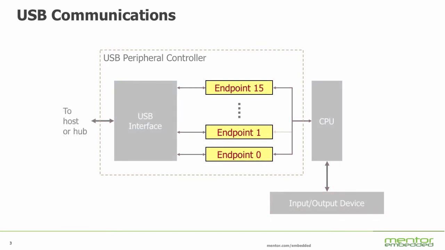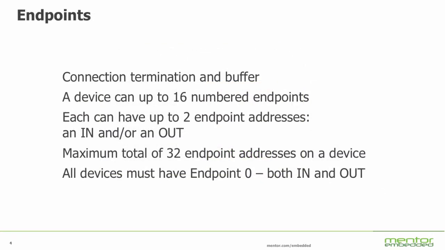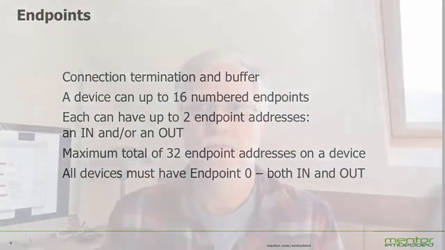Now, endpoints are, as I said, basically a buffer. They're a termination connector, and the device can have up to 16 endpoints. Each endpoint can have up to 2 addresses, one for in and one for out, that's upstream and downstream, and therefore there can be a total of 32 possible addresses. Every device must have an endpoint 0, both in and out, even if it doesn't have any more endpoints.